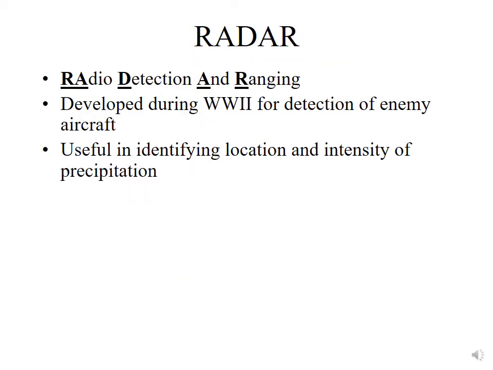So what is radar? Radar is an acronym which is basically describing radio detection and ranging. That's where the letters actually come from. It was developed during World War II for the detection of enemy aircraft, but it's also useful in identifying the location and intensity of precipitation.